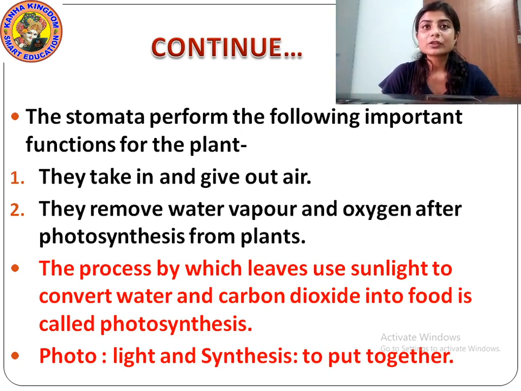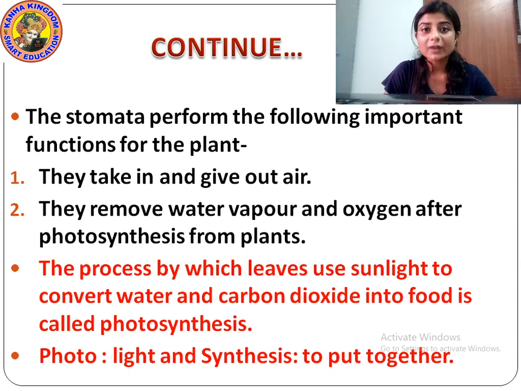And students, see, the process by which leaves use sunlight to convert water and carbon dioxide into food is called photosynthesis. The water that is absorbed from soil and the carbon dioxide that is taken in by the stomata, these water and carbon dioxide are turned into food substance using the sunlight. Sunlight is used in preparing this food.